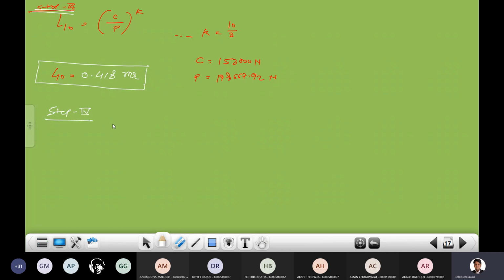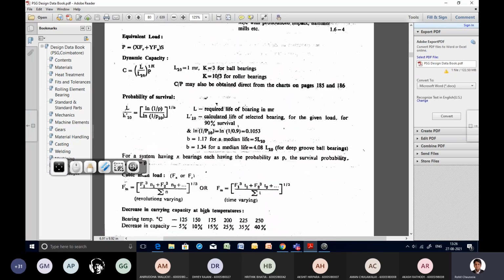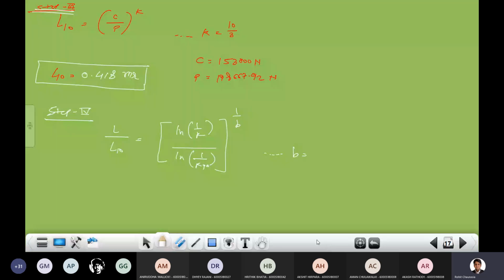Now in step 4 we'll try to find out the L08. So in that case life bearing formula you can use. तो अभी हम लोग क्या करेंगे, L upon L10 is equal to 1 upon R divided by 1 upon R90 raised to 1 upon B. तो यहाँ पे B का वैल्यू मुझे पता करना है. यहाँ से भी फॉर्मूला उठा सकते हो. हम प्रोबेबिलिटी ऑफ सर्वाइवल 92 के लिए निकाल रहे हैं. सो हियर B का वैल्यू इज 1.17 एंड फॉर डीप ग्रुप बॉल बेरिंग यू कैन टेक दी 1. मेरा डीप ग्रुप बॉल बेरिंग तो नहीं है, आई कैन टेक द B इज इक्वल टू 1.17. डीप ग्रुप बॉल बेरिंग रहेगा तो ही मैं 1.0 लूंगा, अदरवाइज एवरी टाइम आई एम गोइंग टू दिस.